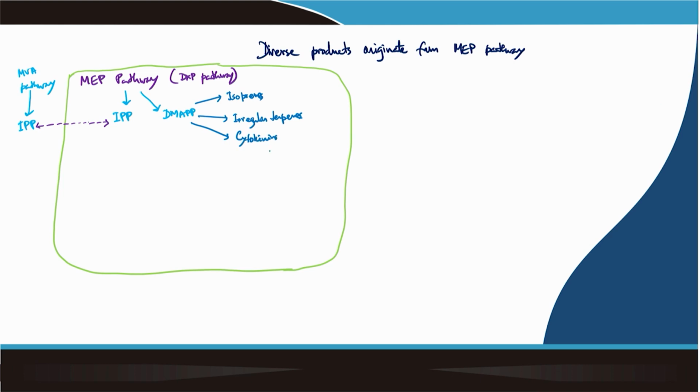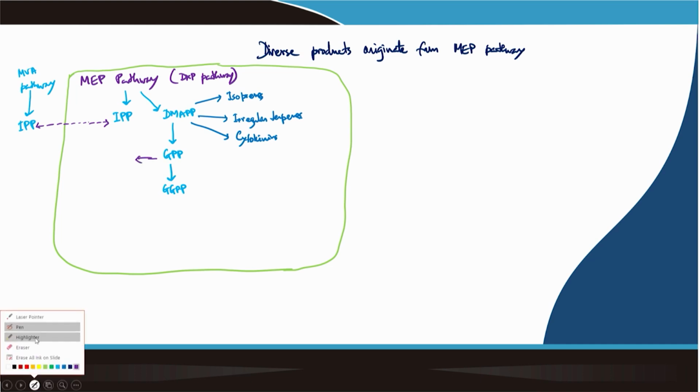And from DMAPP, GPP is formed, and from GPP, GGPP is formed. Now, GPP contributes towards the formation of monoterpenes. I am not happy with this arrow.